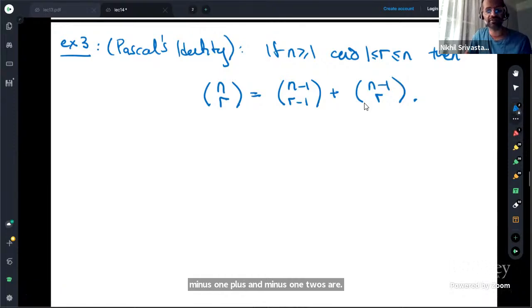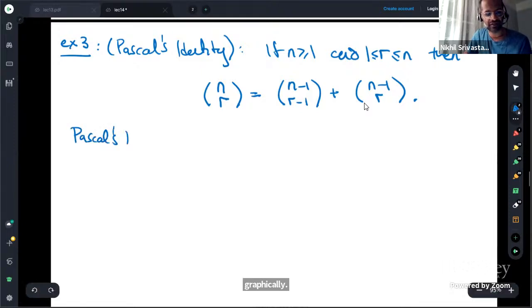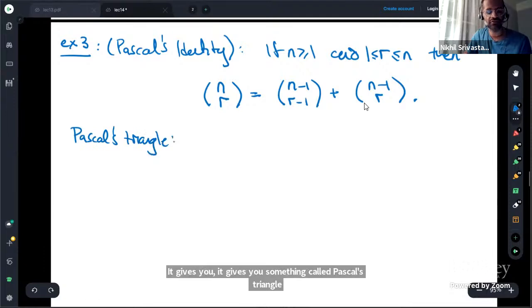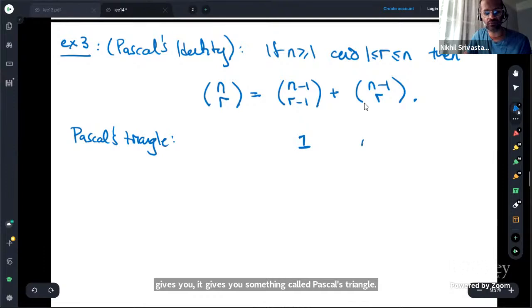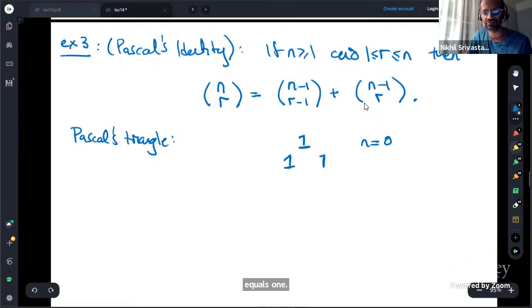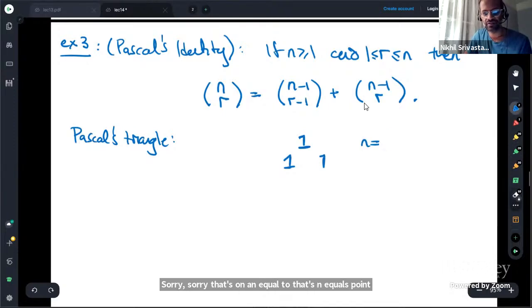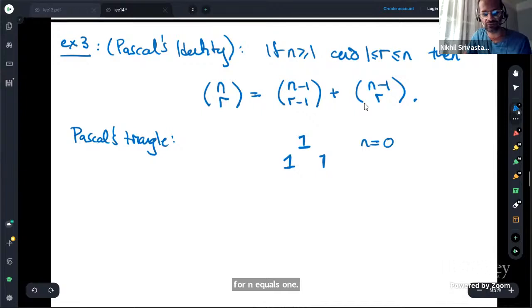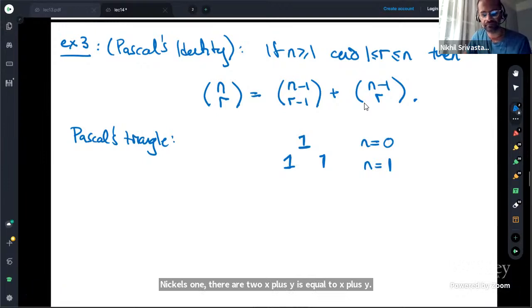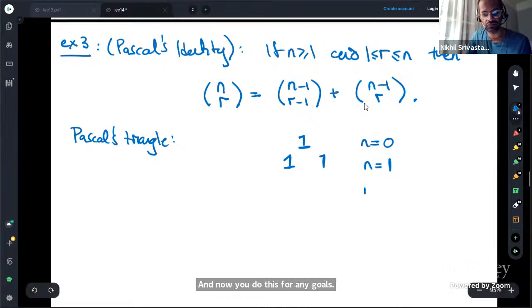So before proving it, let me show you what it looks like graphically. It gives you something called Pascal's triangle. So what you do is you list out the binomial coefficients. For n equals 0, there's only 1. For n equals 1, there are 2. X plus y is just equal to x plus y. And now you do this for n equals 2. The coefficients are 1, 2, and 1, right?